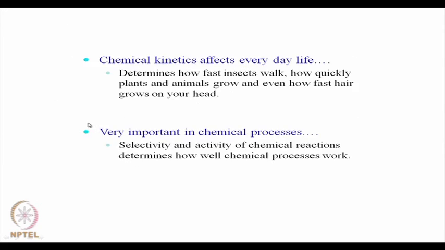Now, why chemical kinetics? Because chemical kinetics affects everyday life. It determines how fast insects walk, how quickly plants and animals grow, and even how fast hair grows on your head. So, everything is related to chemical kinetics, or maybe biochemical kinetics. It is very important in chemical processes, selectivity, activity of chemical reactions, it determines how well chemical processes will work. That's why it is a very important topic.